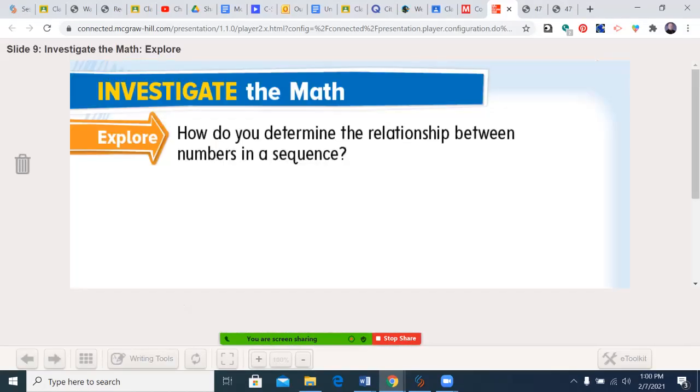This part is not in your book. How do you determine the relationship between numbers in a sequence? I look for a pattern. Is it going up by 3? Is it doubling? Is it being divided by 2? Is it decreasing by 1? You have to find that.